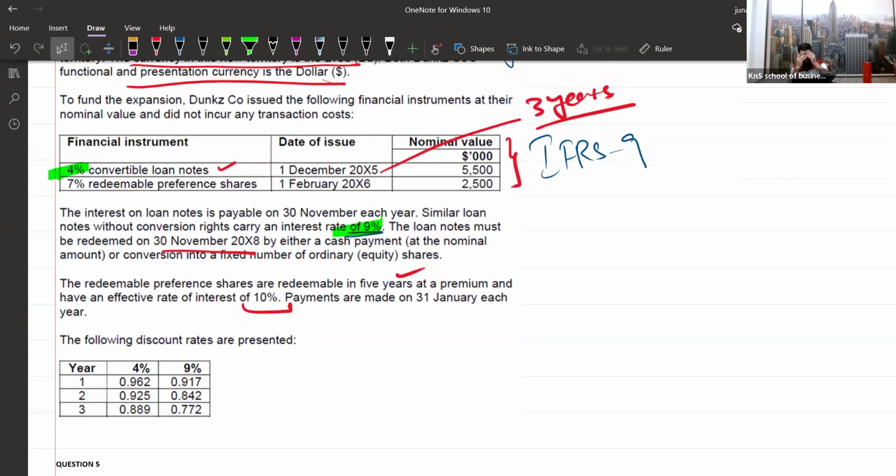In this particular question, first of all, there was IAS 21 and then we have IFRS 9. In this IFRS 9, the convertible loan note has a coupon rate of 4% and an effective rate of 9%. And in the redeemable preference shares, 7% is the coupon rate and 10% is the effective rate.